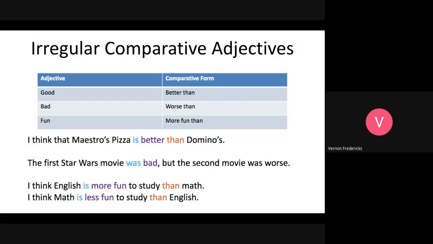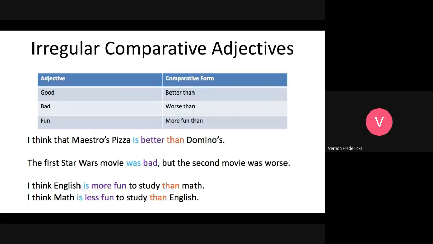The next adjective is fun. Playing football is a lot of fun. Playing PlayStation is more fun than playing football. Let's do that again. Playing football is fun. Playing PlayStation is more fun than playing football. So these are our irregular comparative adjectives. Students, please just remember this.